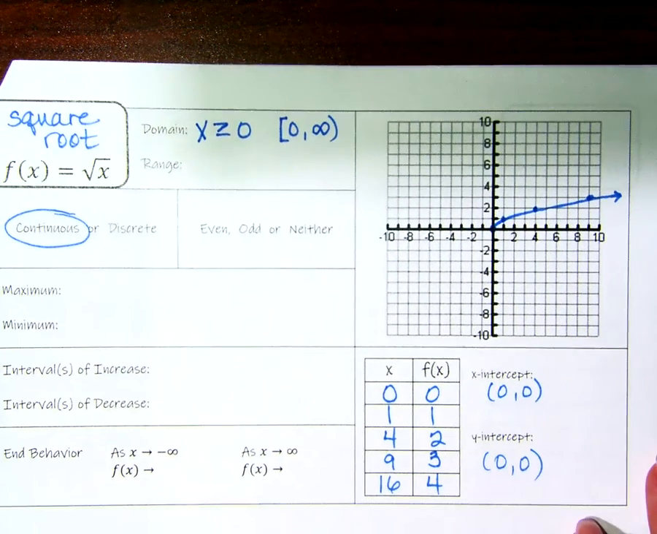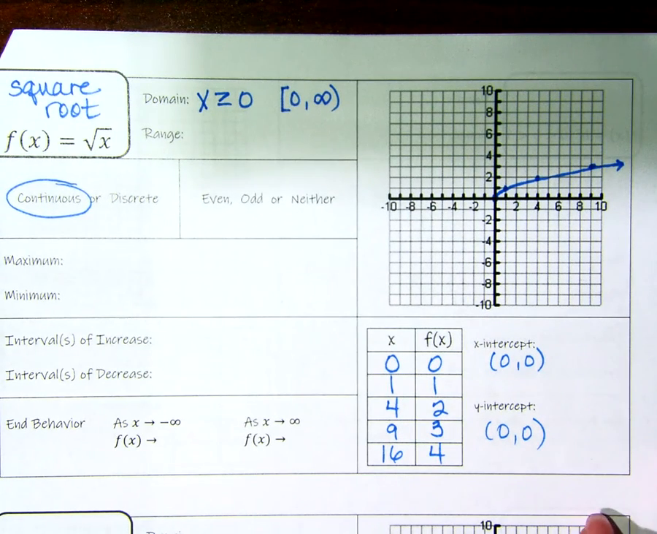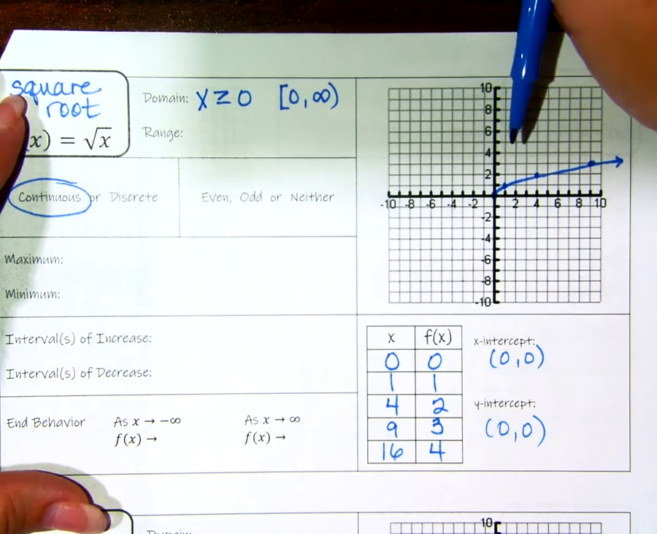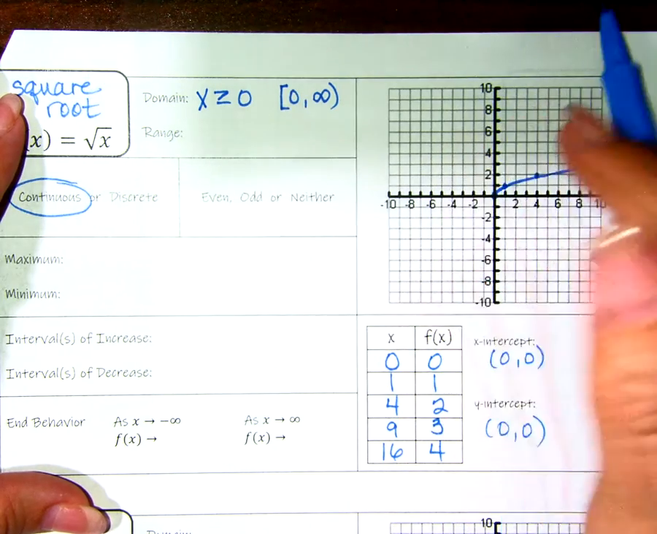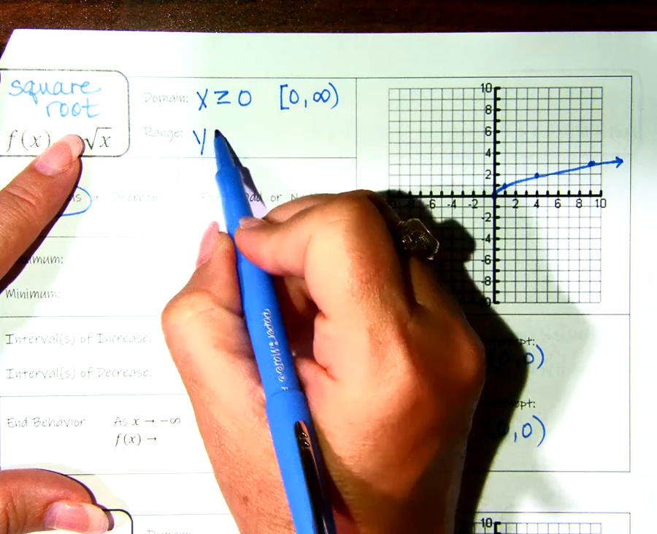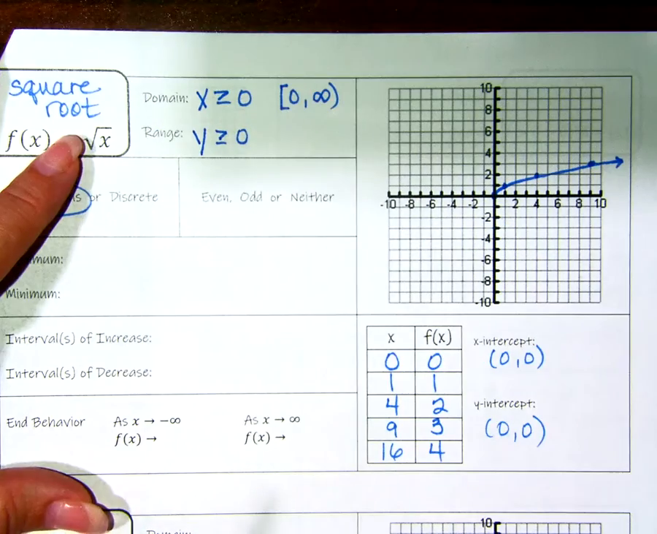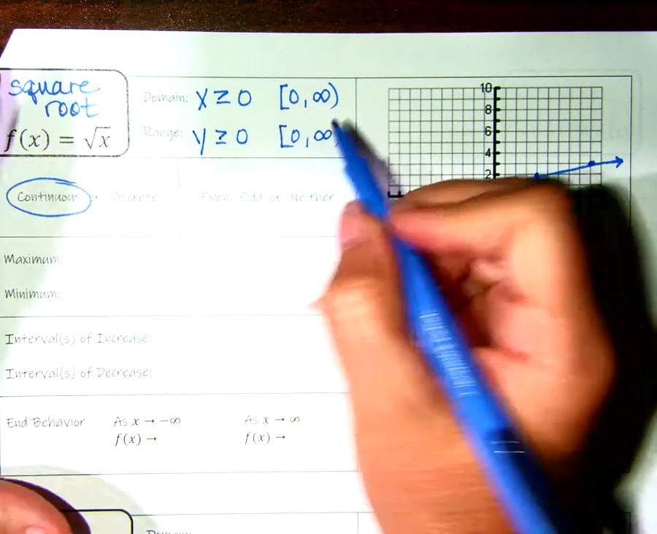What about the range? How far down does it go? Oh, to 0? And how far up does it go? All the way. So what do I write for range? Y is greater than or equal to 0. Okay. Or 0 to infinity. Very good.